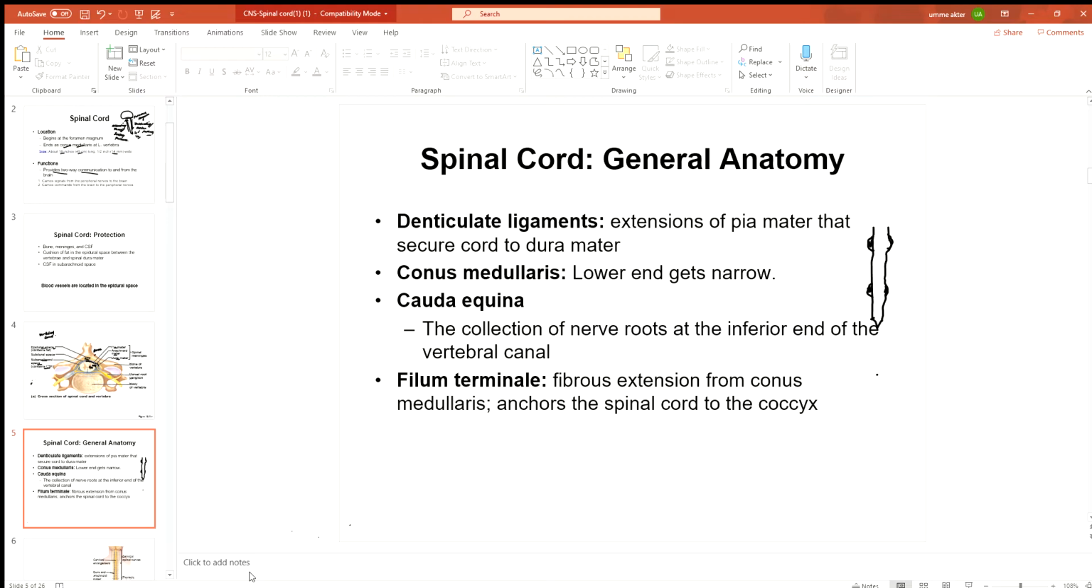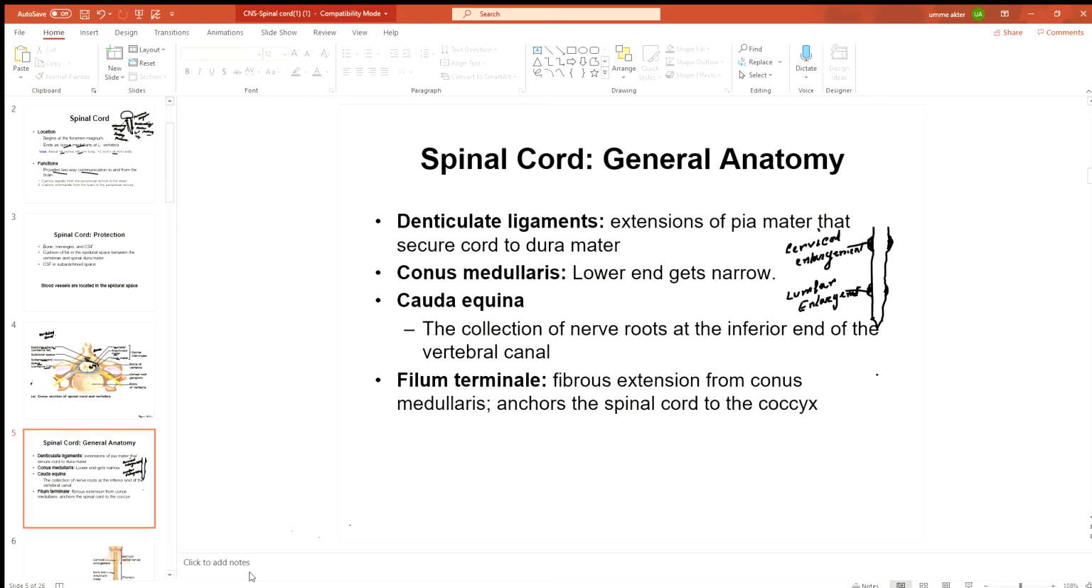Those are called enlargements. One is at the cervical part, your neck area. So this is called the cervical enlargement. And another enlargement or expansion is in the lumbar area. So that is the lumbar enlargement. Okay, so those are two enlargements in the spinal cord.